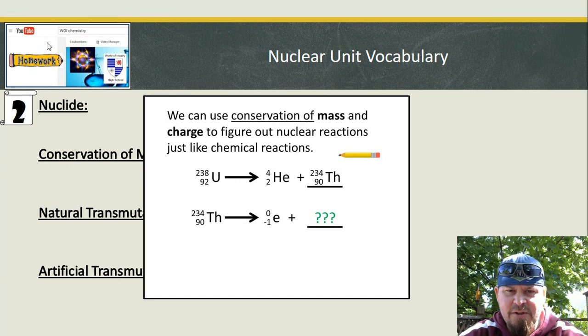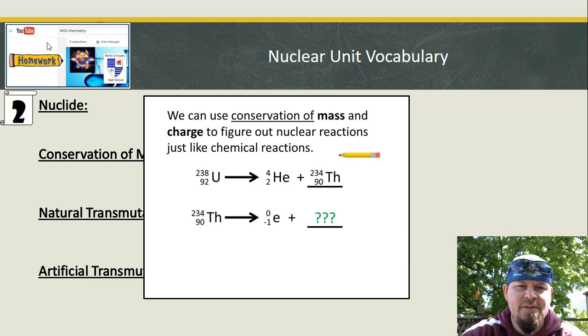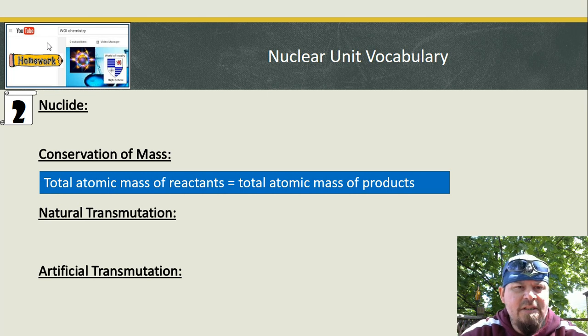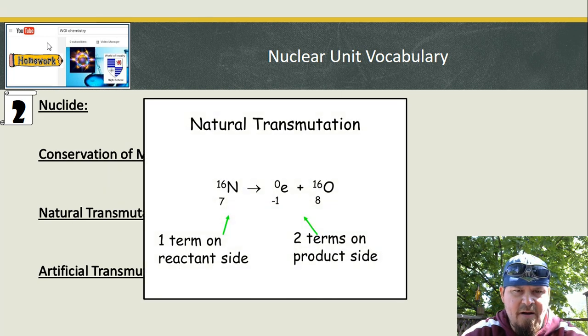It gets a little funny when you see the -1, because now I know it needs to be a 91, because 91 plus a -1 is 90. That's the only time it'll get a little tricky. Total atomic mass of reactants equals the total atomic mass of products. Both the mass and the atomic numbers have to add up.